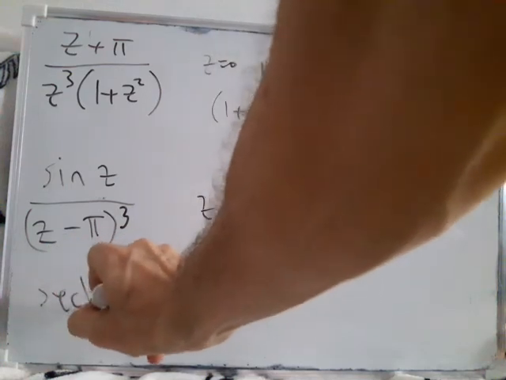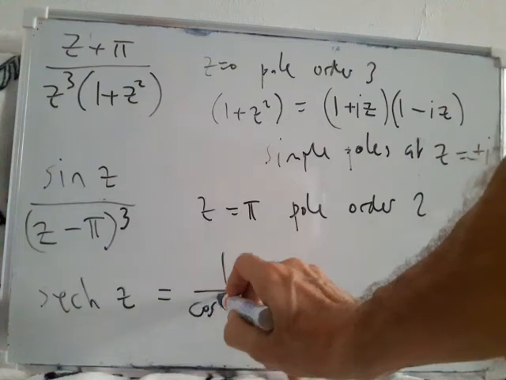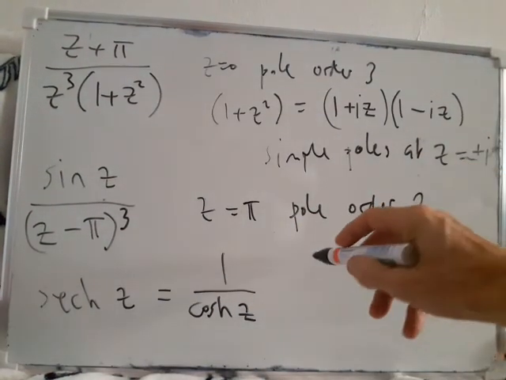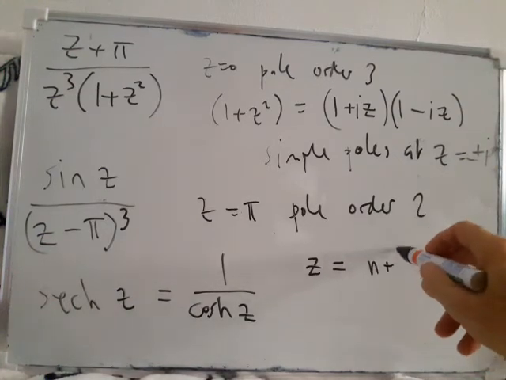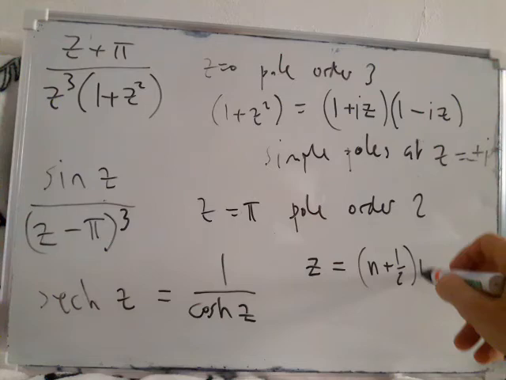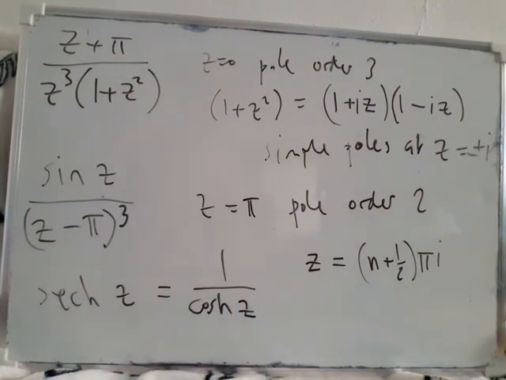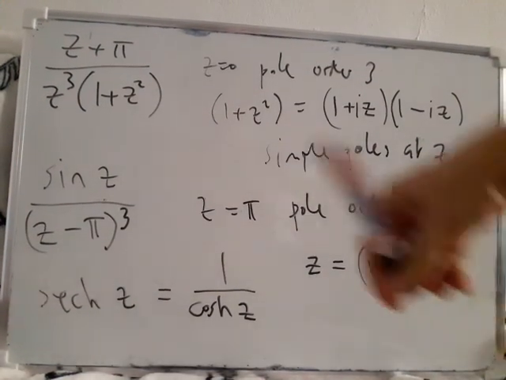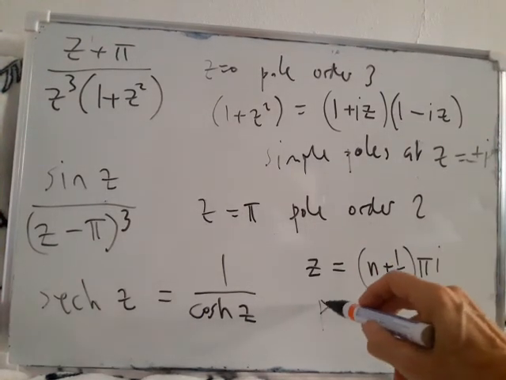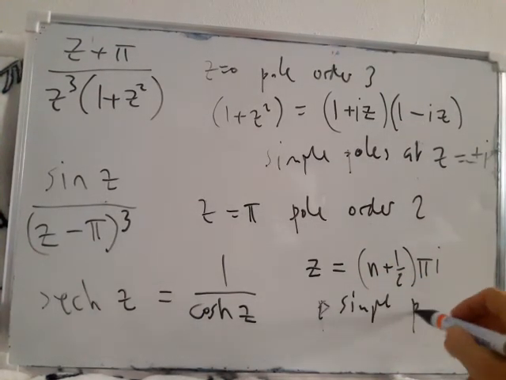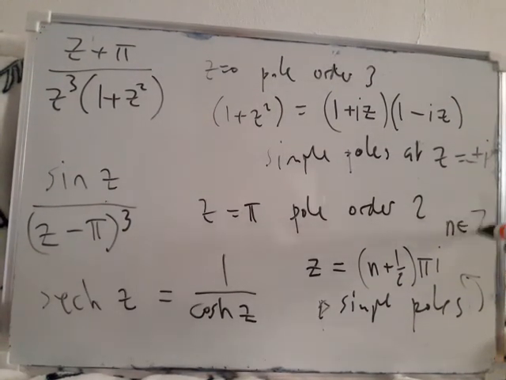Next example, sec z. So sec z is the same as 1 over cos z. Cos z, remember, has zeros at the same places as cos, but you multiply by i. So cos z has simple zeros at these locations, which means that 1 over cos z, sec z, will have simple poles at these places. Well, you should always write what n means, just any integer.